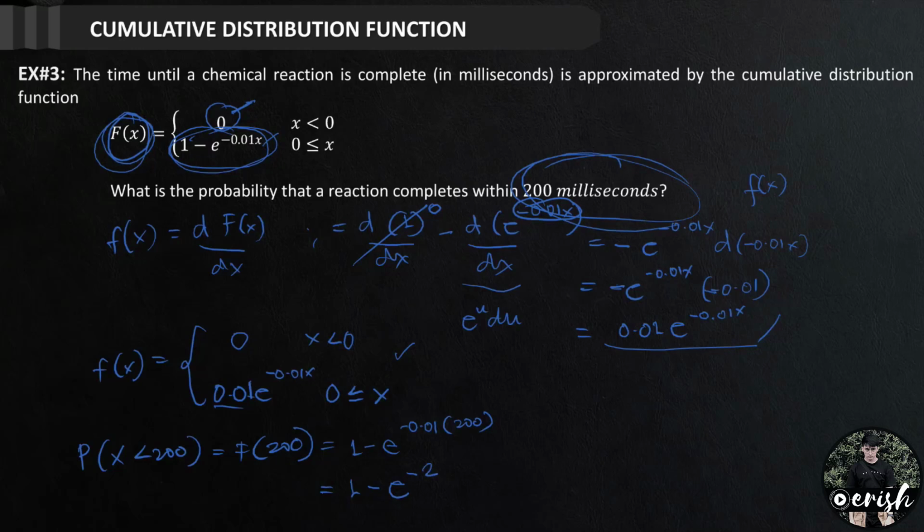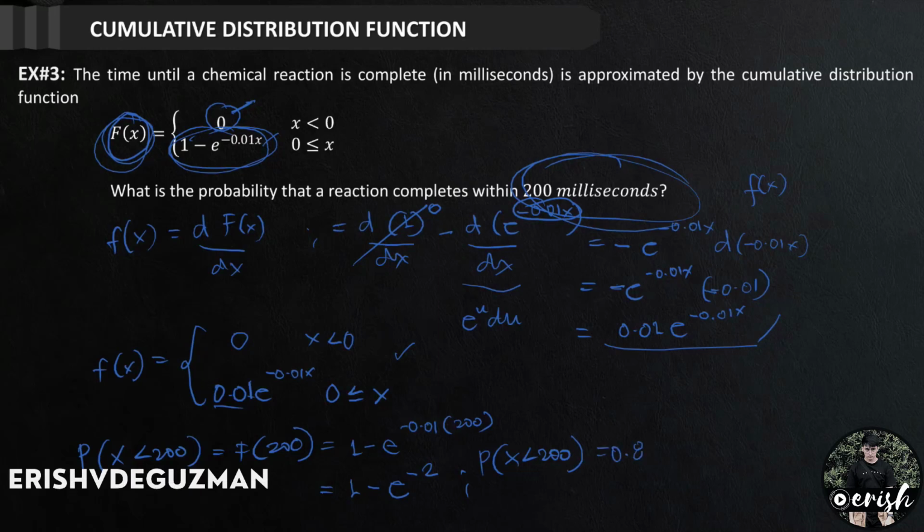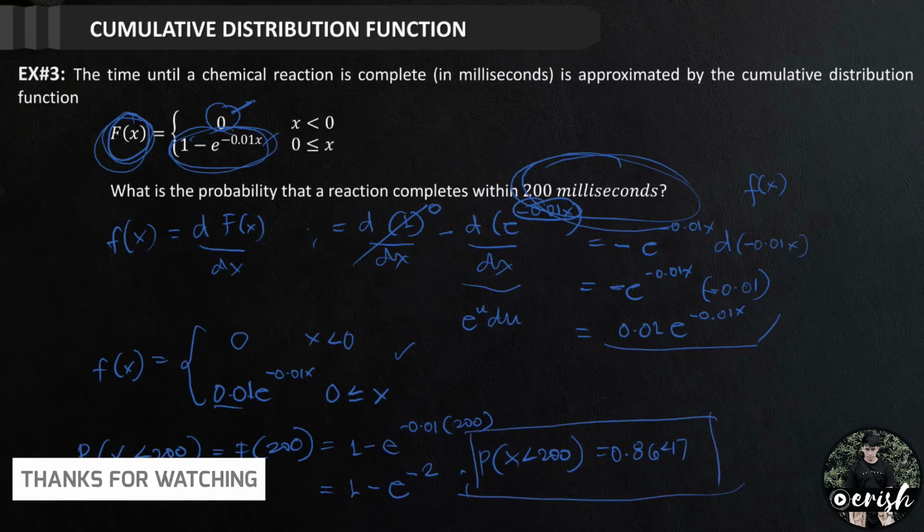And calculating the value, the probability of x less than 200, or the probability that a reaction time completes within 200 milliseconds is 0.8647. So this is the probability, and this is the answer for example number 3.